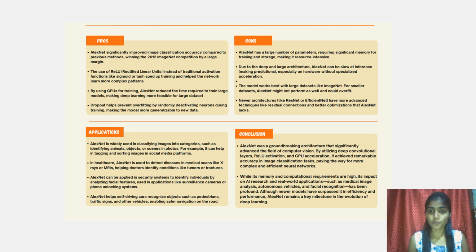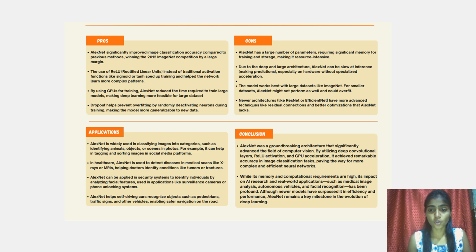AlexNet was a groundbreaking architecture that significantly advanced the field of computer vision by utilizing deep convolution layers, ReLU activation, and GPU acceleration. It achieved a remarkable accuracy in image classification tasks, paving the way for more complex and efficient neural networks.